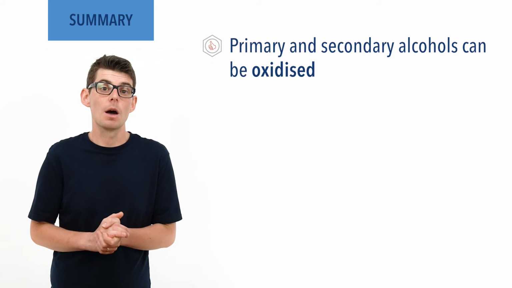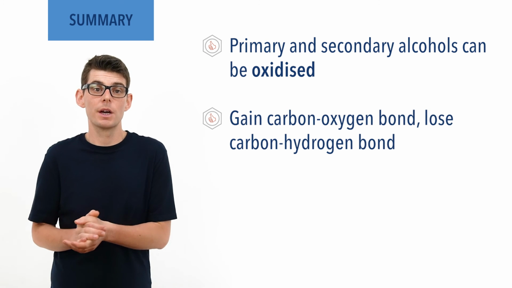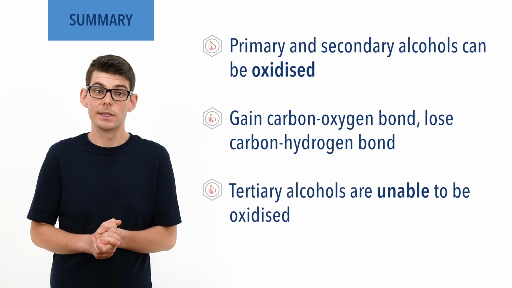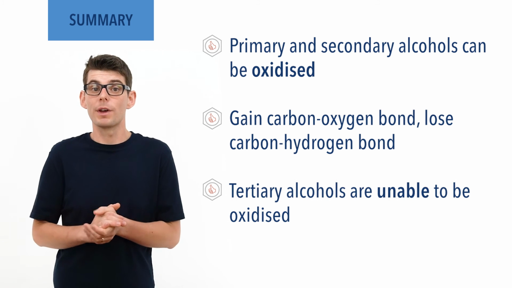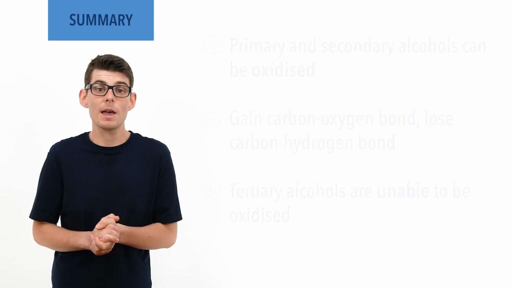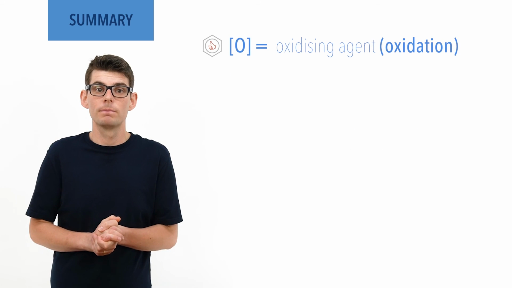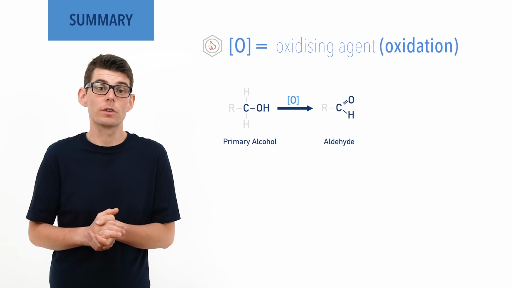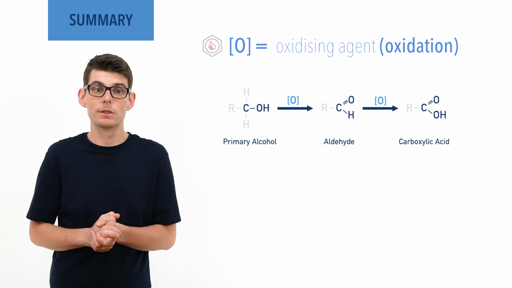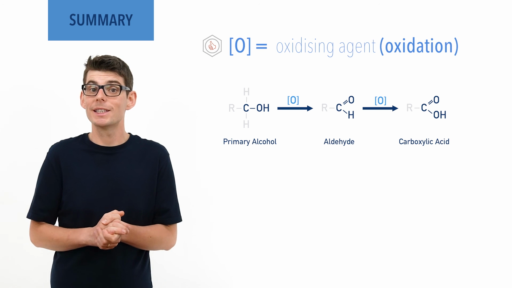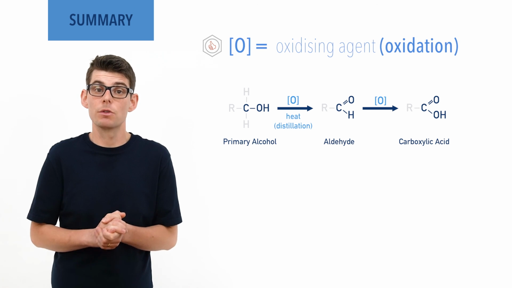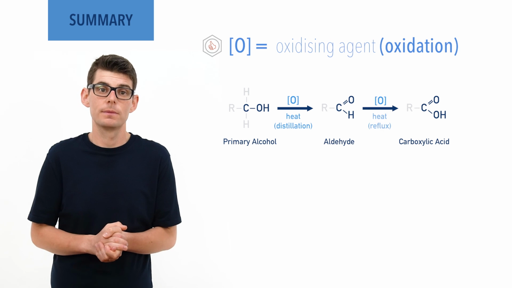They can gain a carbon-oxygen bond and lose a carbon-hydrogen bond. Tertiary alcohols are unable to be oxidized. An oxidation reaction can be represented using square brackets and an O. Primary alcohols can be oxidized to aldehydes and then further oxidized to carboxylic acids. To obtain an aldehyde, distillation is used, and to get the carboxylic acid, the reaction mixture is heated under reflux.